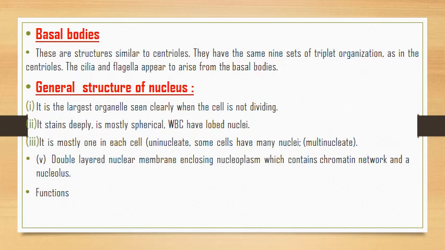General structure of nucleus: it is the largest organelle, seen clearly when the cell is not dividing. It is mostly spherical. WBC have lobed nuclei. It is mostly one in each cell, uninucleate. Some cells have many nuclei. These are called multinucleate. Double-layered nuclear membrane enclosing nucleoplasm, which contains chromatin network and the nucleolus.